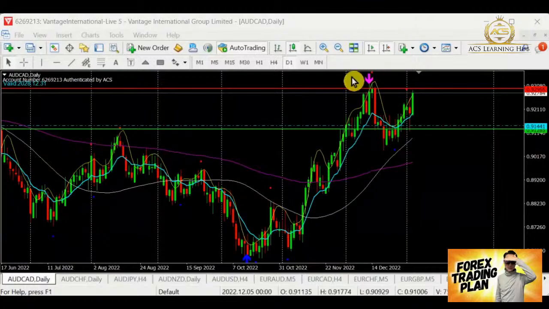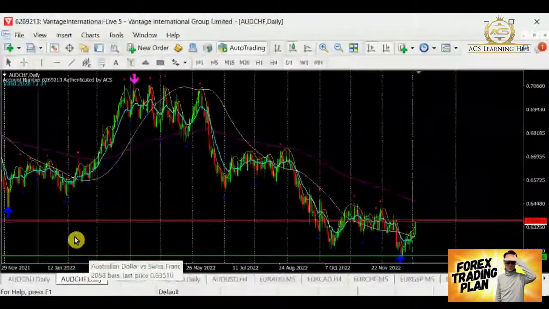Aussie CAD, yesterday our plan was to go back and test onto the resistance, and perhaps we'll have a good chance to sell for the next few days. So for Aussie CAD, we shall wait for a while. Today I'm going to leave this out. Same thing, let's move on to Aussie franc.